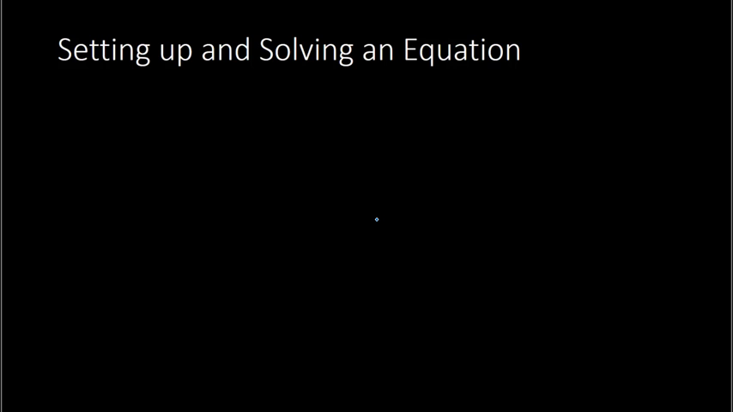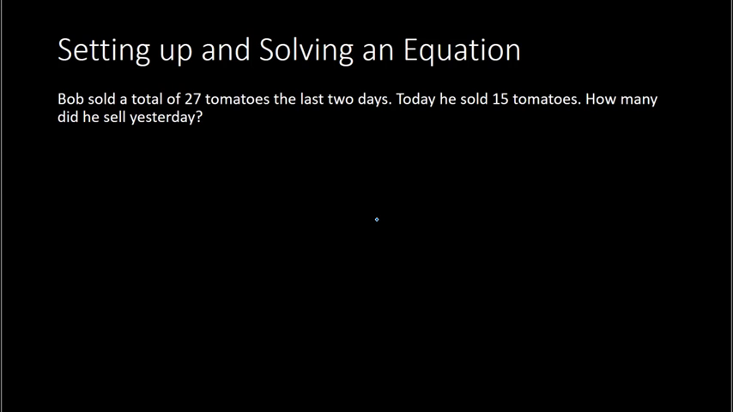And lastly, we're going to finish with setting up and solving an equation from start to finish. So here it says Bob sold a total of 27 tomatoes in the last 2 days. Today he sold 15 tomatoes. So the question is, how many did he sell yesterday? This one you probably could do in your head without setting up an equation, but it's good to get in the habit or learn the process of setting up equations.